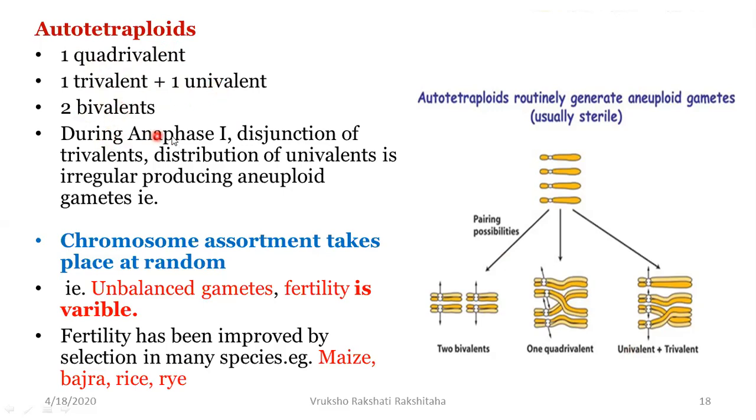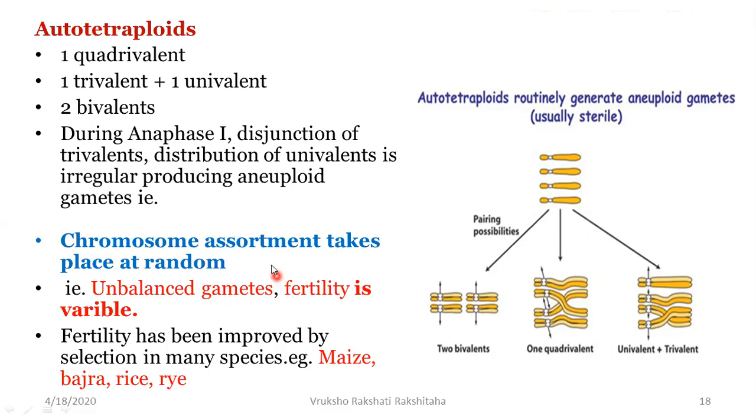So, what happens during anaphase I then? Disjunction of the trivalents and also distribution of the univalents is irregular, resulting in the production of aneuploid gametes. So, what is happening over here? We have discussed at the level of the chromosomes. This chromosome assortment, that is, movement towards the poles, takes place at random. It does not take place systematically. That is, unbalanced gametes are formed.